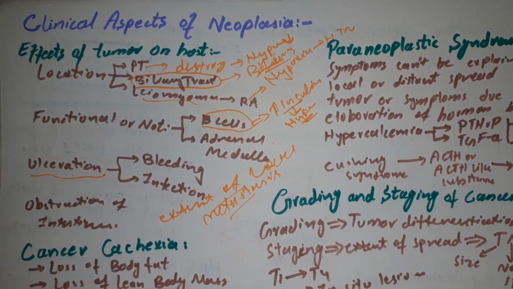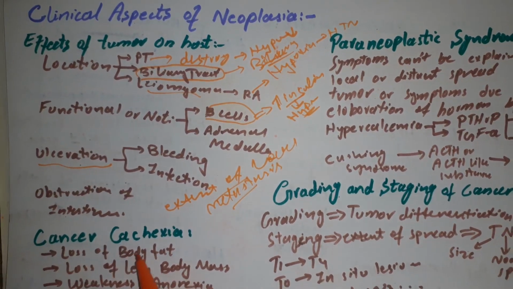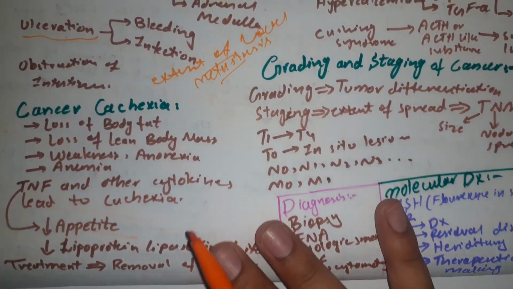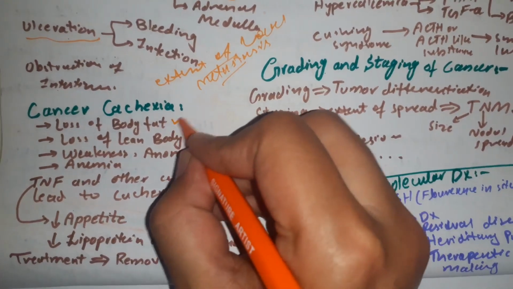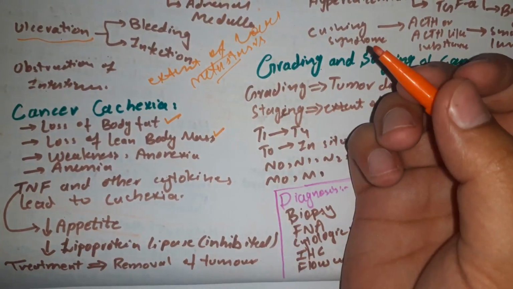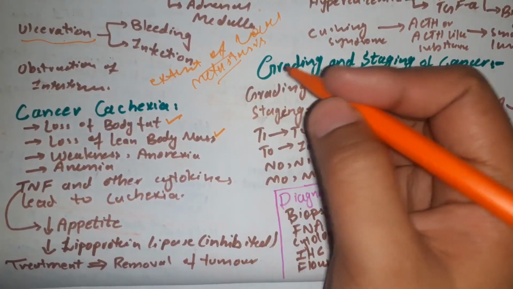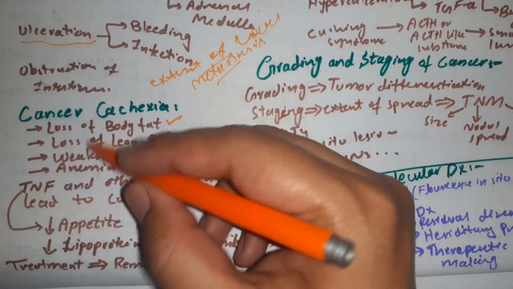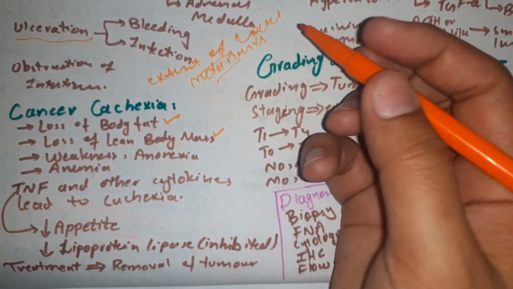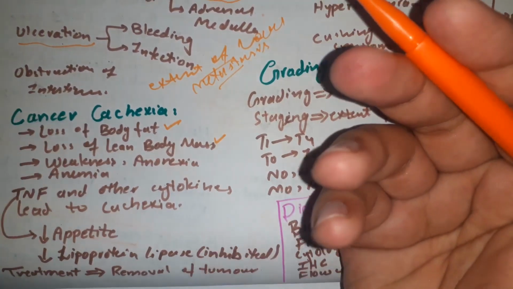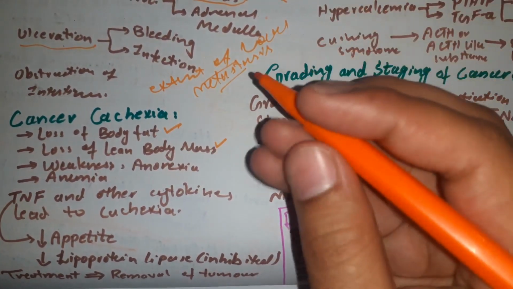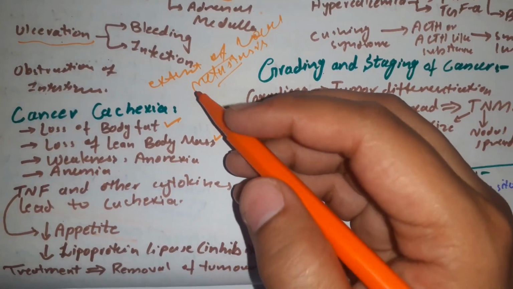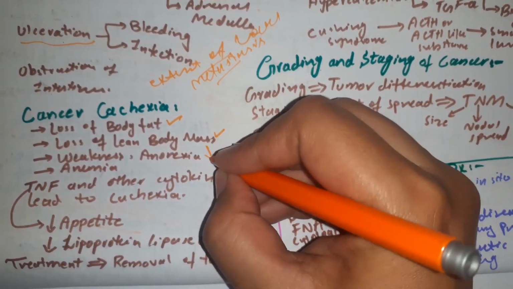So one more terminology we will study here is cancer cachexia, which is basically a condition shown by cancer or tumors. It is basically loss of body fat and loss of lean body mass, which includes body proteins or muscles. So it is basically wasting of the body, and there is weakness, anorexia, loss of appetite, and anemia. All these are collectively called cancer cachexia, and it is not basically due to reduced eating.